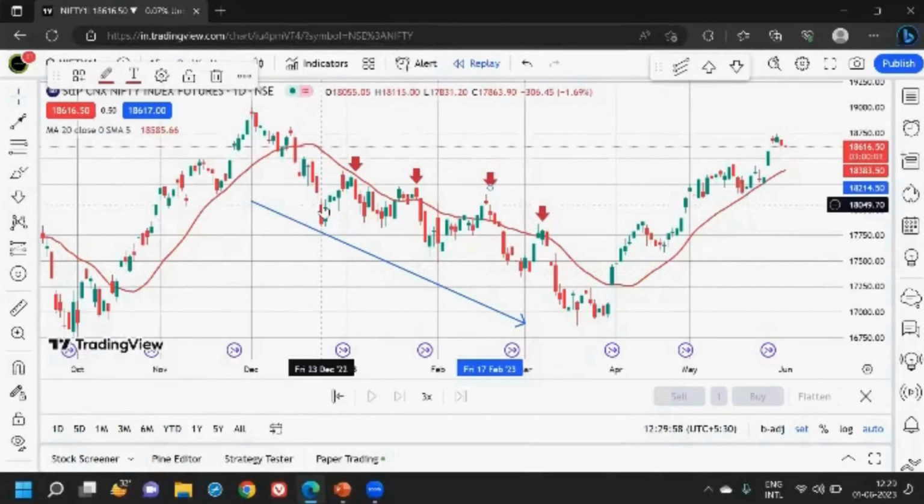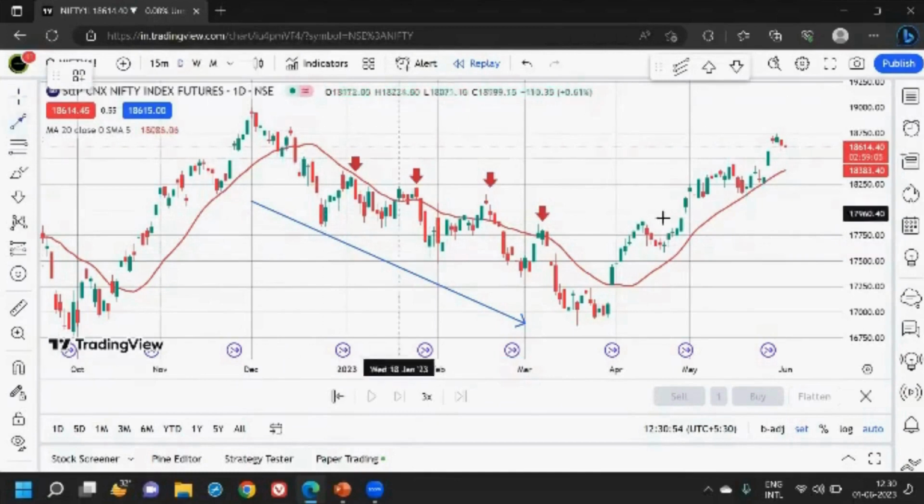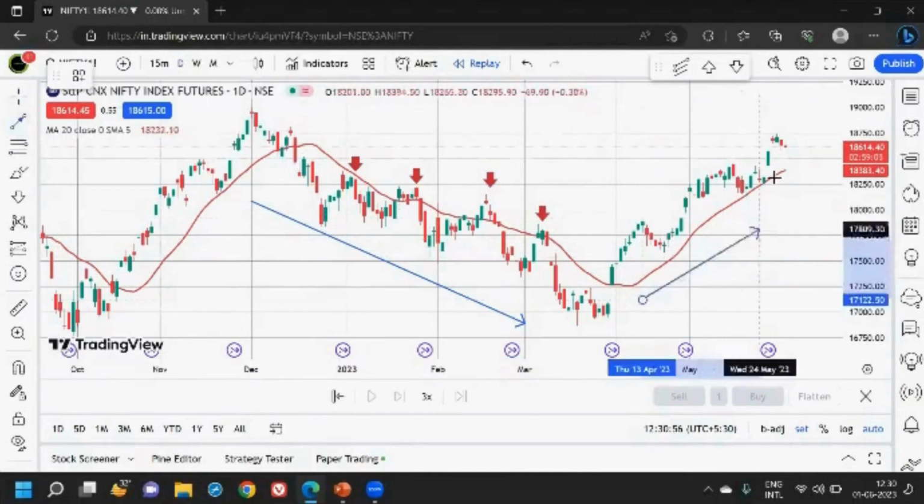And one more thing, let me tell you that this is also a type of resistance. The only difference is it is not exactly aligned on the moving average, and it is absolutely fine. While executing this strategy, you will find some resistance or some support that are properly aligned with the 20-day moving average, and some of them do not show proper alignment. So that is completely okay.